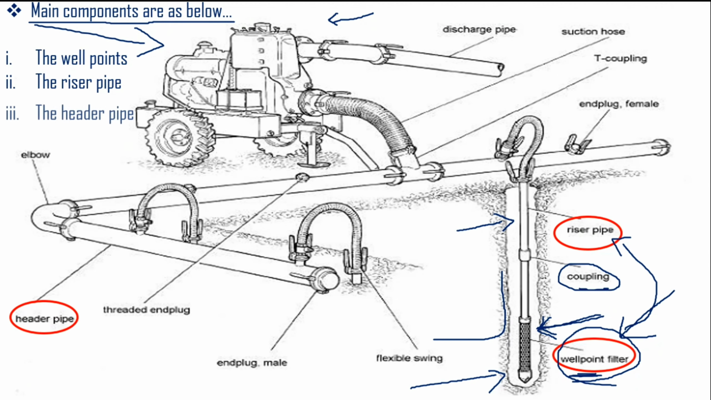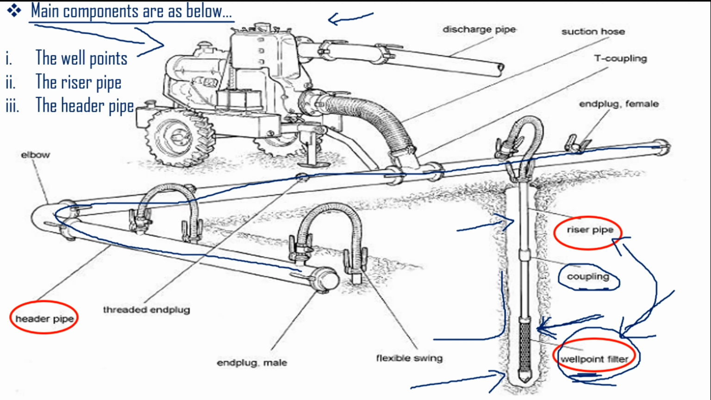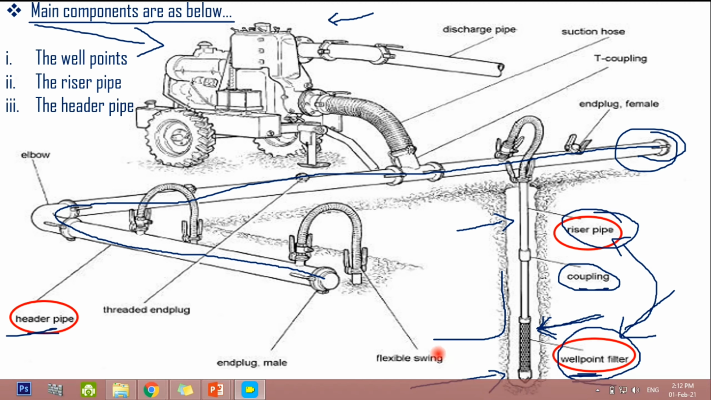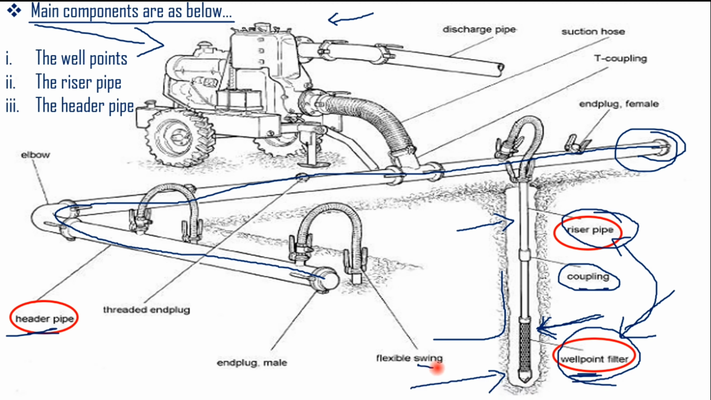Clear? Then after, I use the header, the main portion that can be used to attach my different riser pipes at a different level. So it is represented as the header, and that header and the riser pipe, for example this header and this riser pipe, are connected with the help of a swing. That means it is a type of U shape.